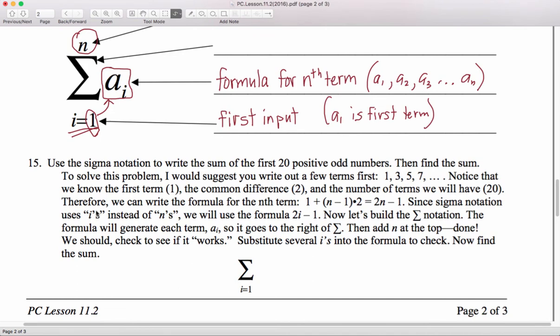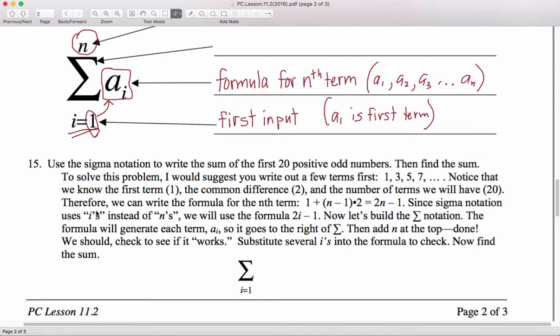So, for example, let's see if we can turn this into an exercise. We have a story here. We want to add up the first 20 positive odd numbers. So this does seem to be a problem where you're going to be summing. This is a series, so this is a good time to use the sigma notation.